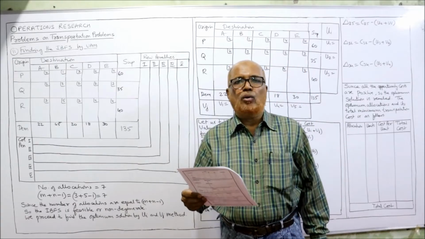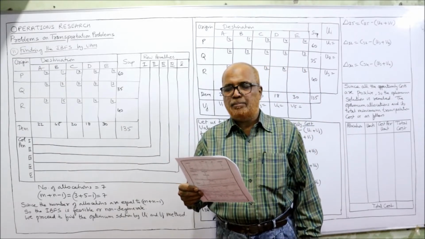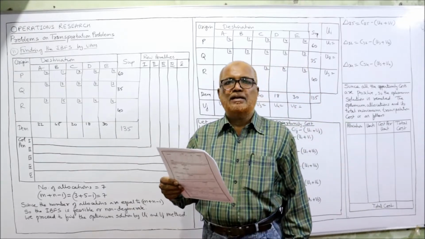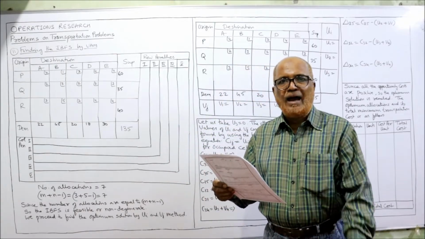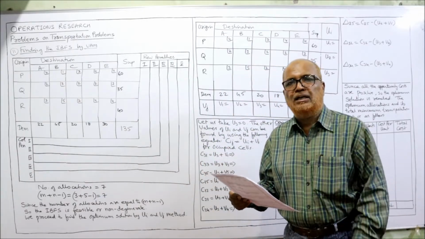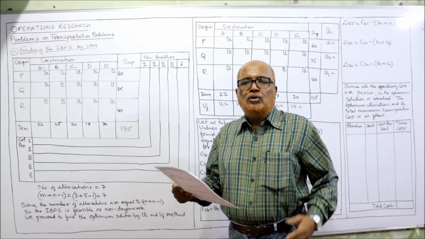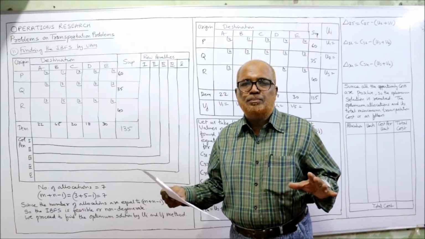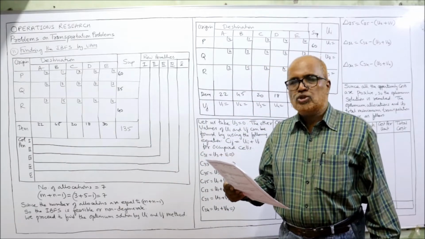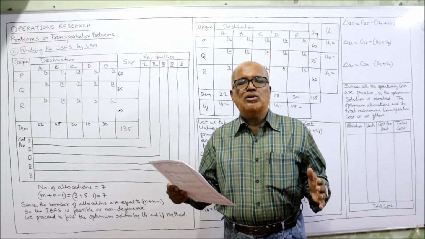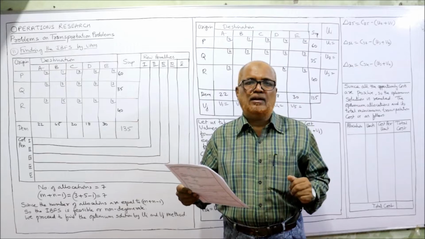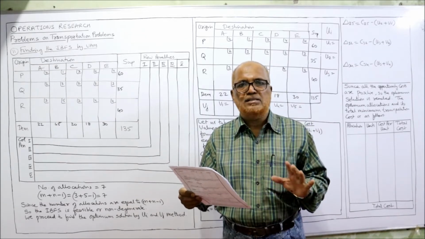P, Q, R are 3 rows and A, B, C, D, E are 5 columns. The supplies are 60, 35, 40, so the total supply is 135. Similarly, the demand requirements at the depots are 22, 45, 20, 18, 30. If you add up, it comes to 135. So fortunately, the problem is a balanced problem where total supply and total demand are equal. Then what should be the distribution program? That means the company wants to find out how many units should be transported from each factory to each of the depots. That is the problem.